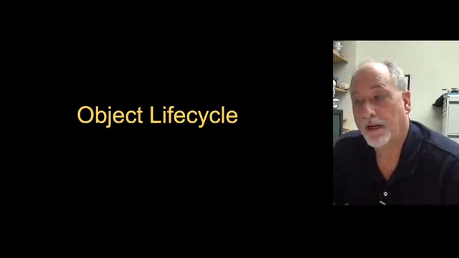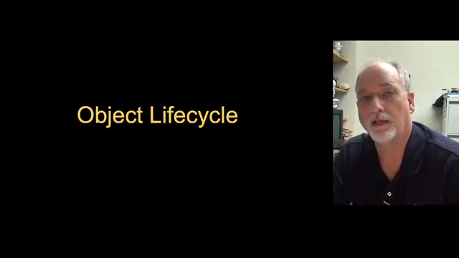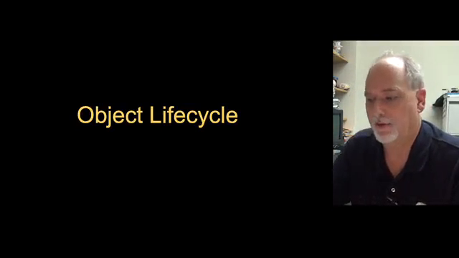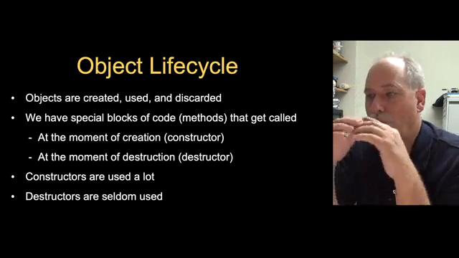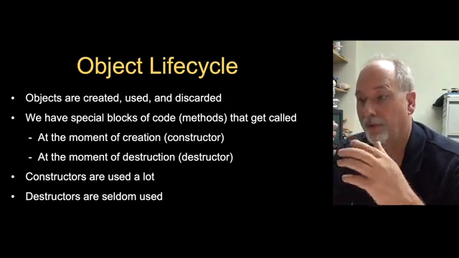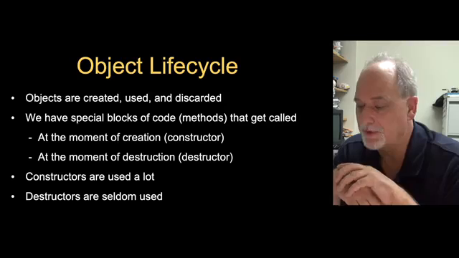Now we're going to talk a little bit about object lifecycle. And what we mean by object lifecycle is the act of creating and destroying these objects. And I've been using this term constructor already. And so when we declare a variable, whether it's a string or a dictionary or a party animal, we create them and then they're discarded, and there's all this dynamic memory that comes and goes.